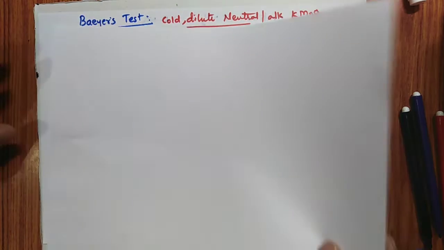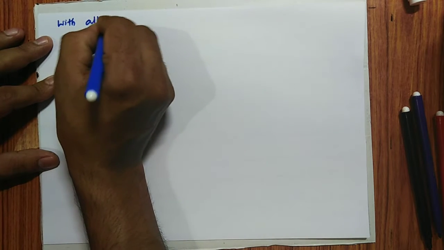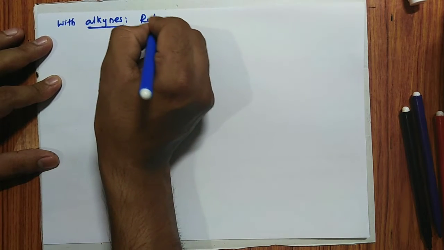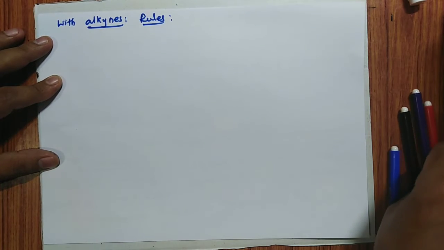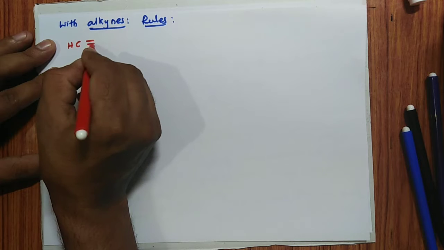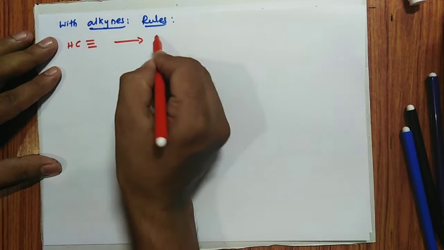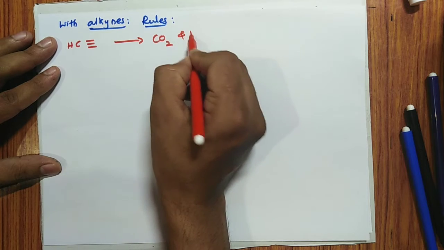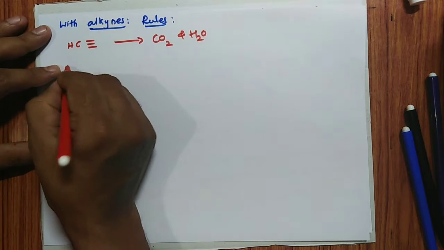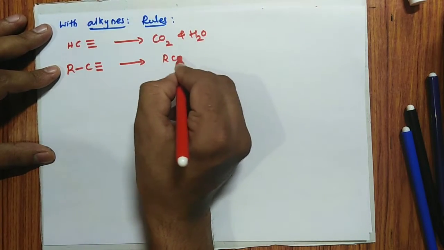Now I am going to discuss alkynes. Remember, with alkynes, first I will tell you the rules. With alkynes, the rules are like this. If it is CH triple bond, which means a terminal CH, then it will get converted into CO2 and H2O. Then if it is RC triple bond, it will get converted into RCOOH.